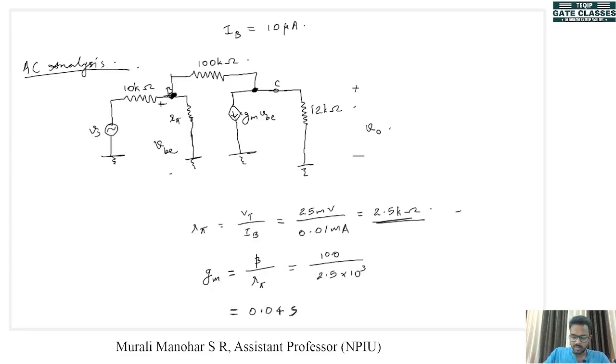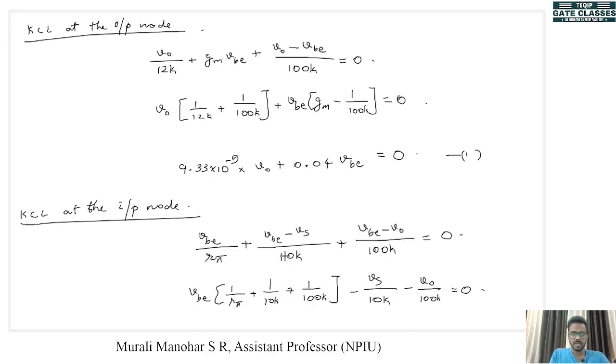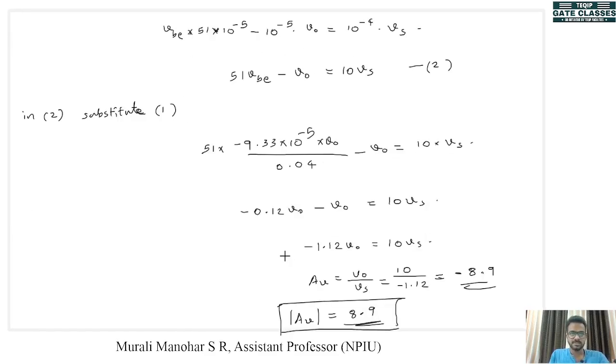The only equations you should remember are R pi equal to Vt divided by Ib and Gm is equal to beta by R pi, and that's it. Shall we move on to the next question? Okay.